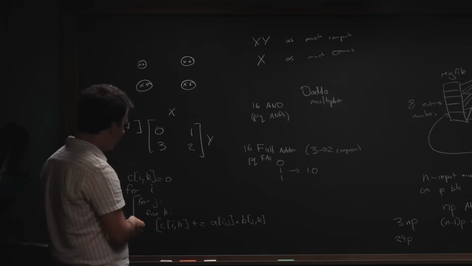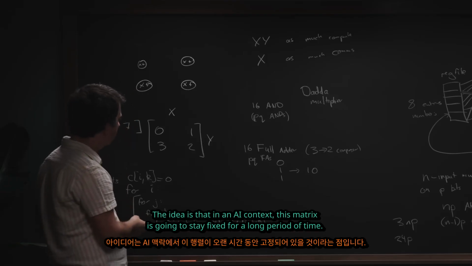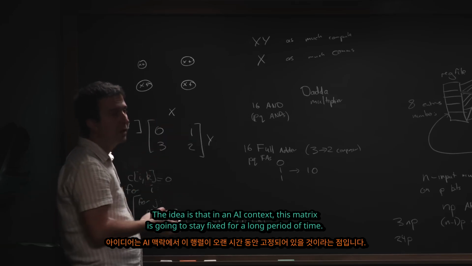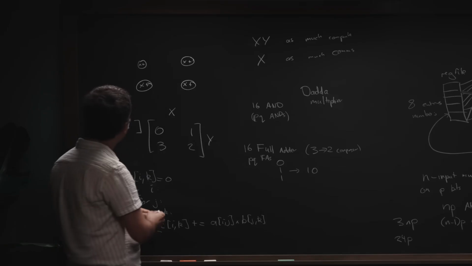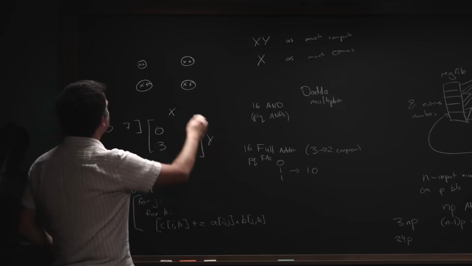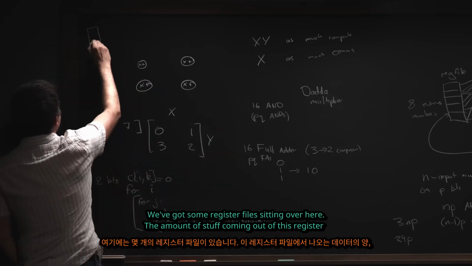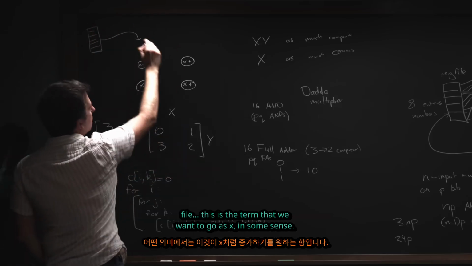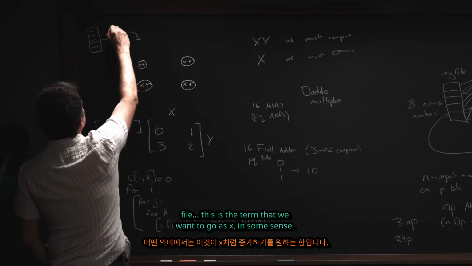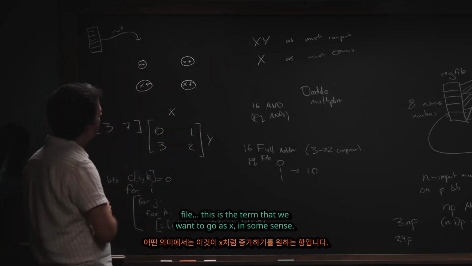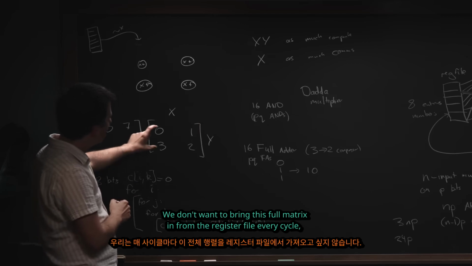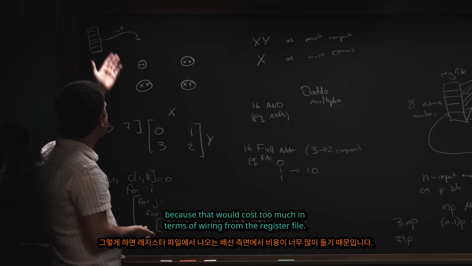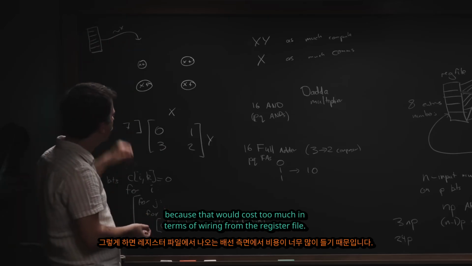And so the idea is that in an AI context, this matrix is actually going to stay fixed for a long period of time. And so instead of bringing it in from the outside, so we've got some register file sitting over here, we don't want to have the amount of stuff coming out of this register file. This is the term that we want to go as x in some sense. We don't want to bring this full matrix in from the register file every cycle because we don't have enough. That would cost too much in terms of wiring from the register file.